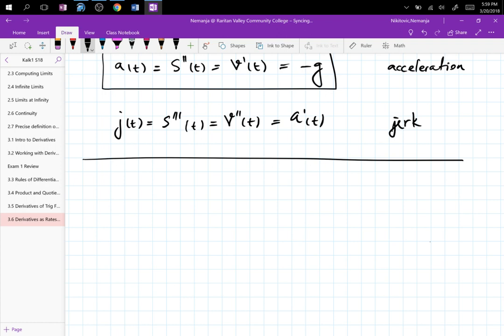So here is the problem: a stone is thrown vertically on Mars. This is part of problem 18. So S of t is equal to negative 6t squared plus 64t plus 192. So this is our equation.